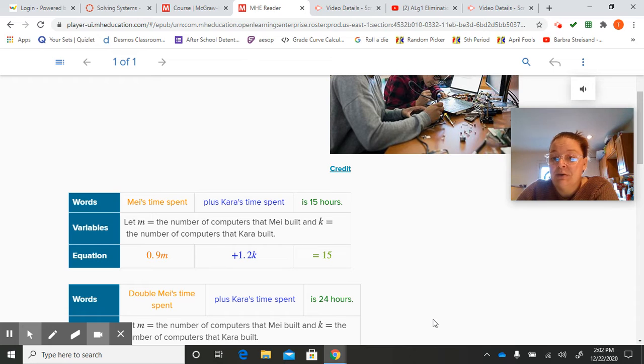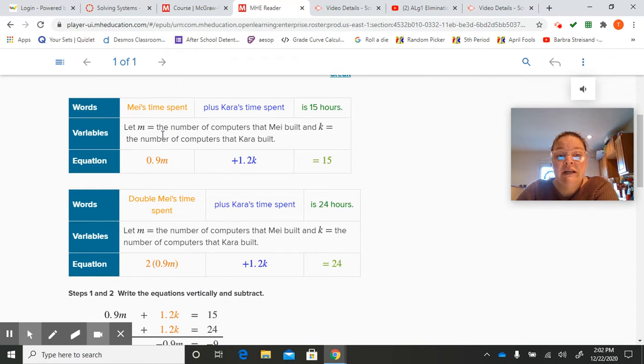So we're going to set up a couple of equations with that information. We're going to let M represent May's time. We're going to let K represent Kara's time. And we know that May takes 0.9 hours. We know that Kara takes 1.2 hours. And when we add those two together, we get 15 hours. This is going to tell us how many computers they each make.